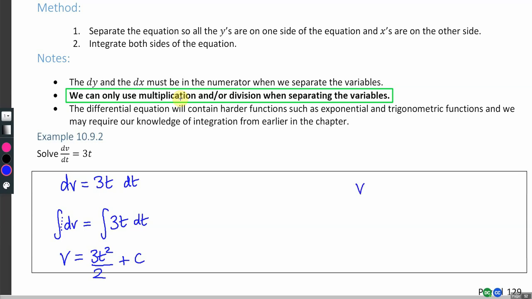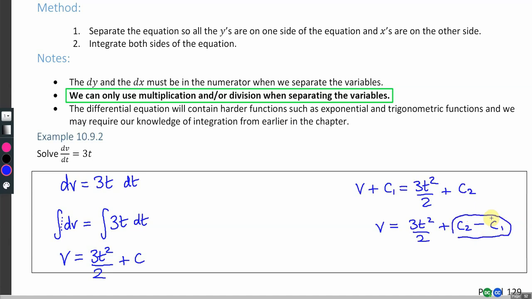Let me just demonstrate if we did that. So if we put constant number 1 on the left hand side and then constant number 2 on the right hand side, if I then take away c1 from both sides, then over here I've got c2 take away c1, a constant take away another constant. Well, a constant take away a constant will just be a constant. So we might as well just rename that as c. So there's no point putting constants on both sides, just one side is enough.